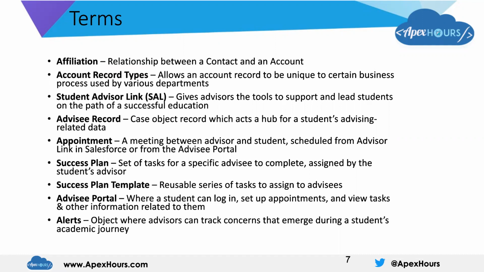And affiliations is that unique link between a contact and an account. And that account meaning maybe it's the university, maybe it's the program that they're enrolled in, maybe it's the sport that they're playing. So that's the unique relationship. Within that, you get into account record types. That's exactly what I was just mentioning.